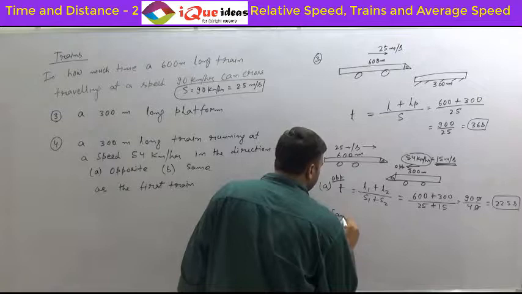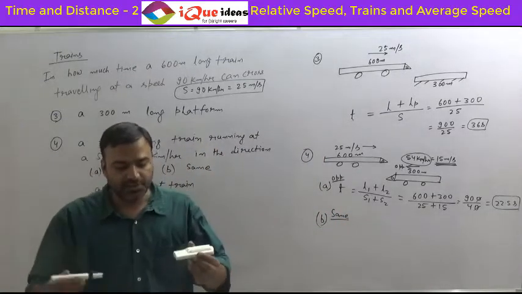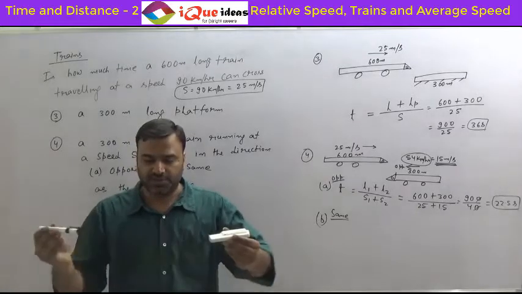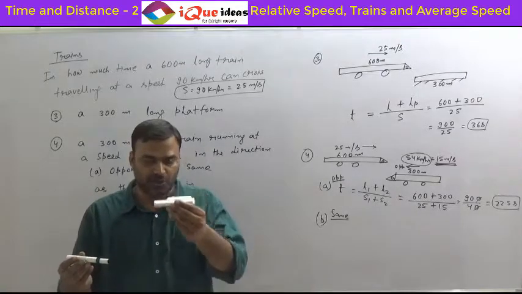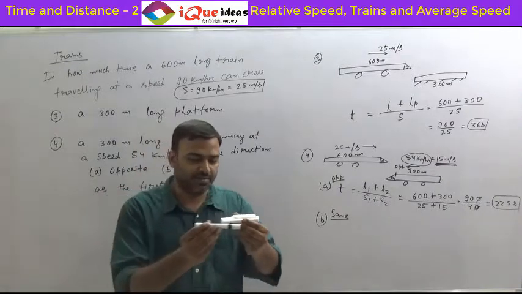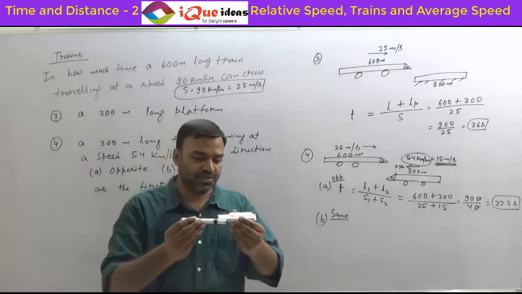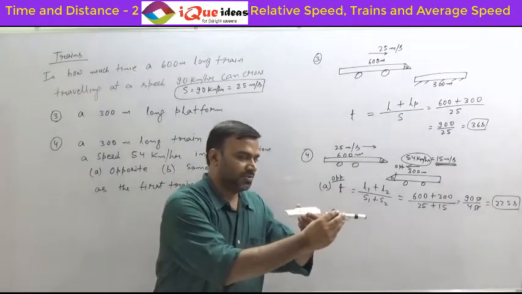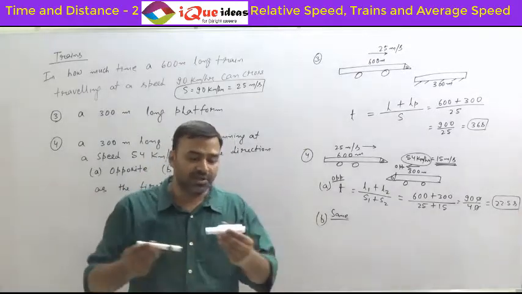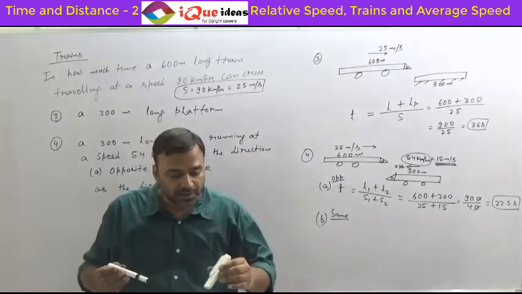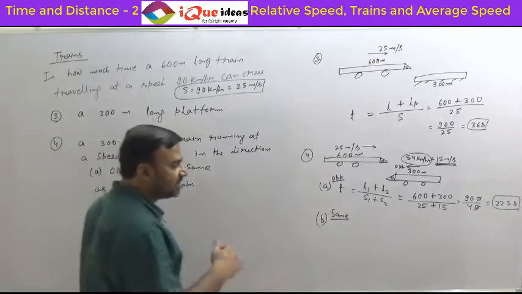For same direction, what will happen? See, for opposite direction, this was the train, this was the train, so they crossed each other. Whereas in same direction, suppose this is the slower one, this is moving, the faster one is coming from behind and is crossing. So counting starts, counting stops. In this case, it is going away in the same direction. That means it is not helping, it is rather reducing the effort.